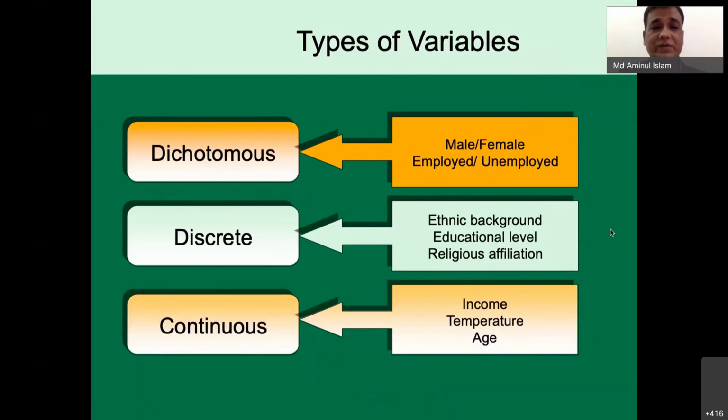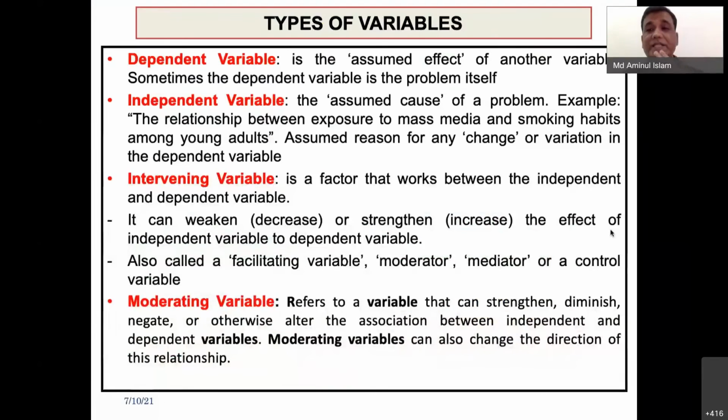Variables can be divided into three dichotomies. Two are basically categorical, like male, female, employed, unemployed. It could be discrete when you have more than two categories, or you can have continuous, okay? This is important. This slide I have to spend time on, but then I'll proceed to some other slides.